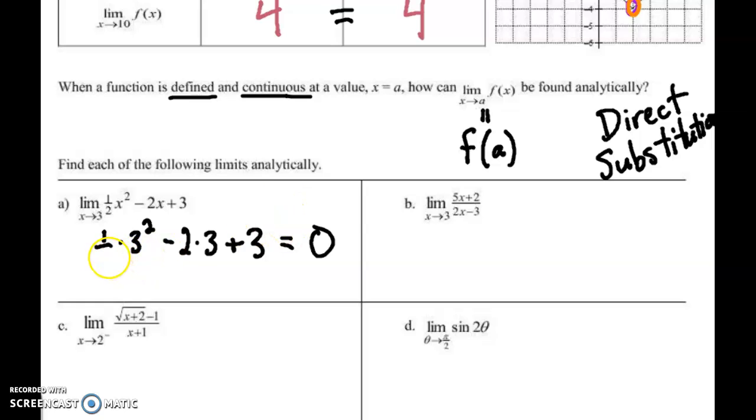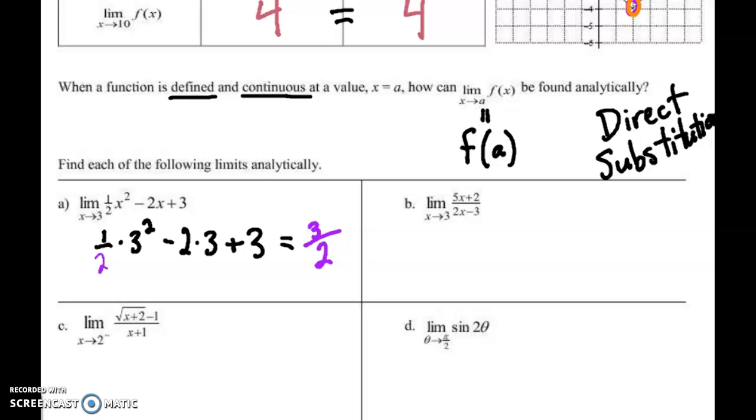I'm glad I went back and double checked that. Let me fix that. That says 1/2. Why is it so large? See if that fixes it. Okay, 1/2. Oh, I made it too small. There we go. So this is 9/2 minus 6 plus 3 is equal to 3/2. There we go.